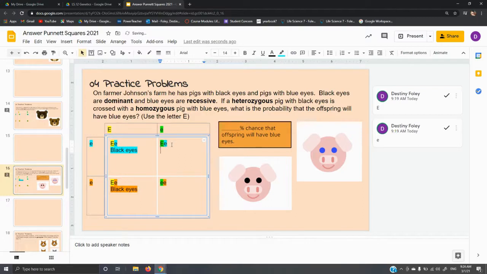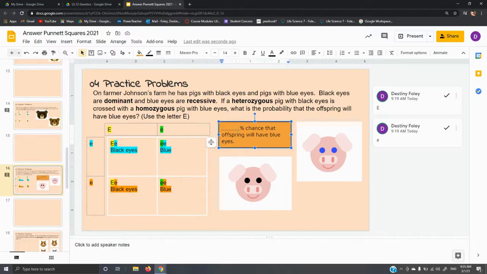Lowercase e is going to have blue eyes. So we have 2 out of the 4 that are going to have blue eyes. 2/4 is the same as what percentage? 50%. You have a 50% chance that the offspring will have blue eyes.